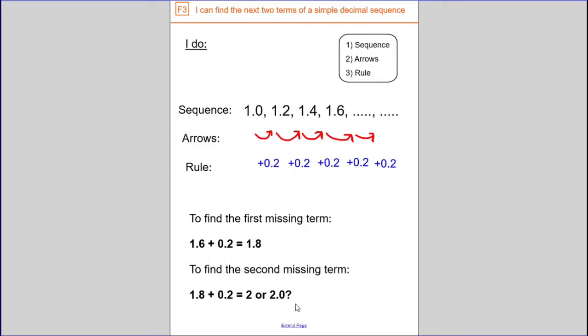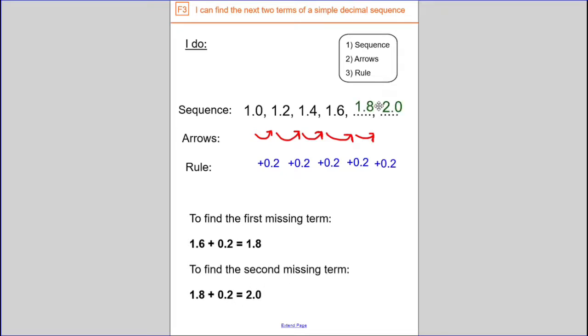Now the answer is 2.0, and the reason why it's 2.0 is because if you look back at our sequence, it is to one decimal place. So if we remember this, we need to make sure that we write down all of our answers to one decimal place. So therefore our answer would be 2.0 and not 2. So 1.8 plus the 0.2 would be our 2.0.